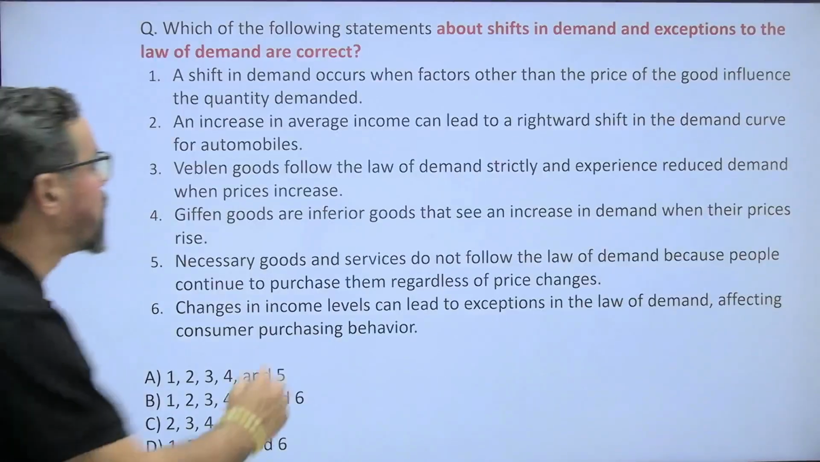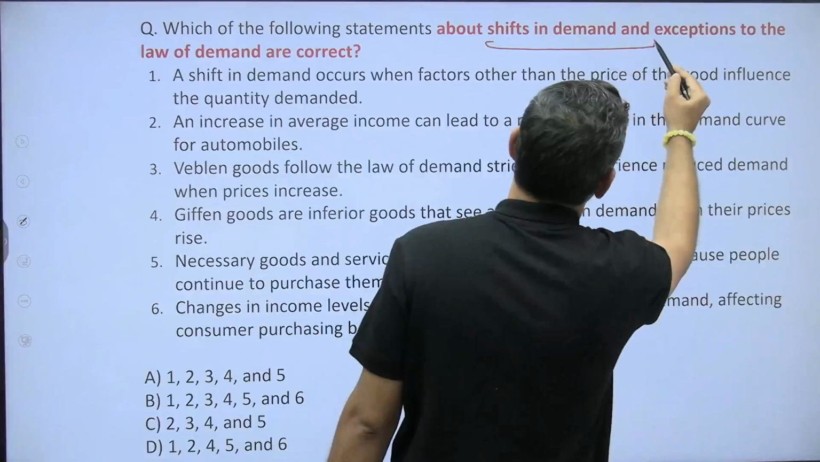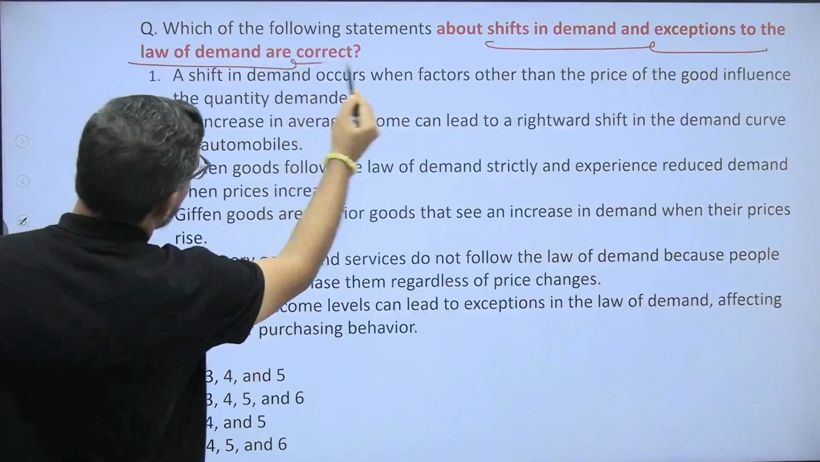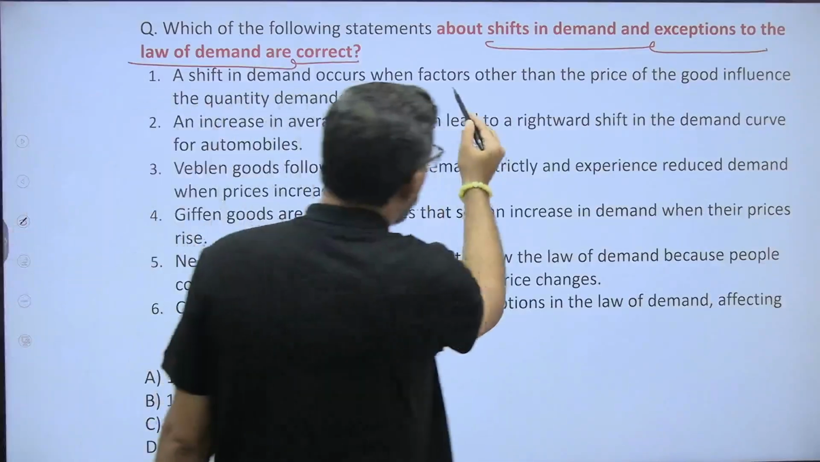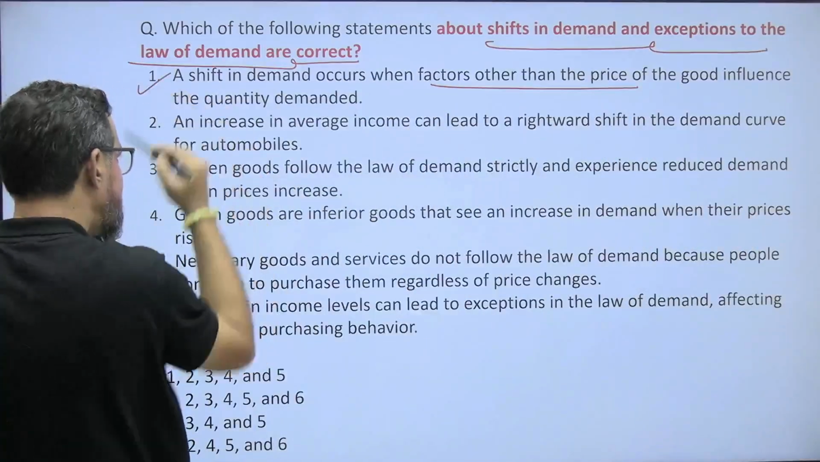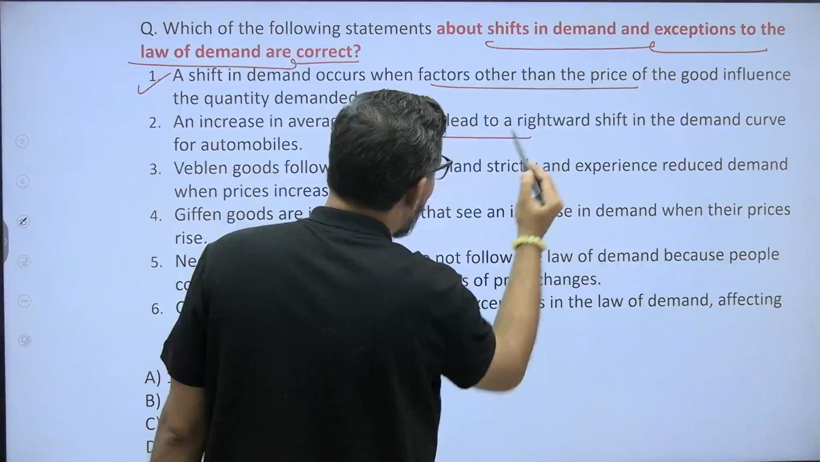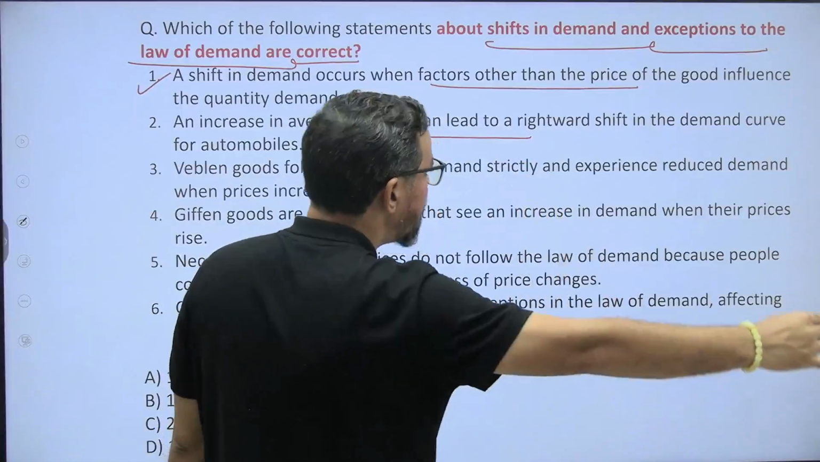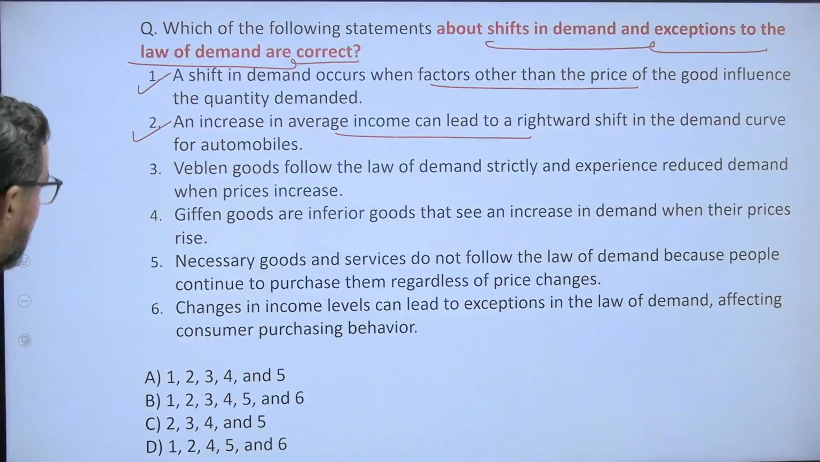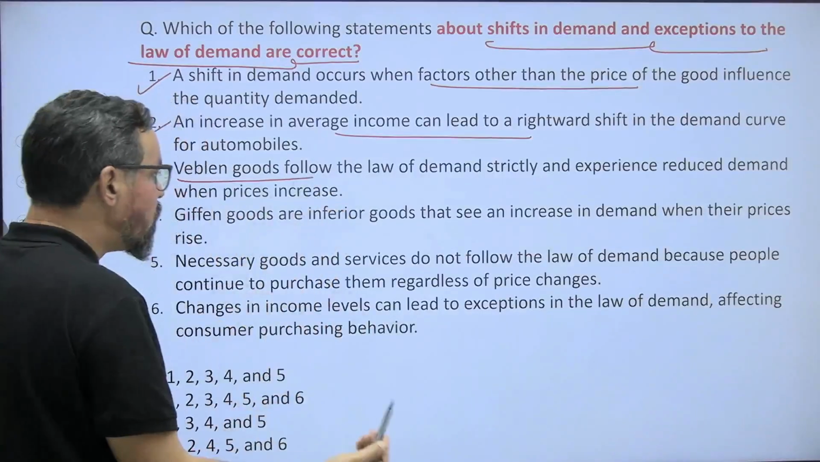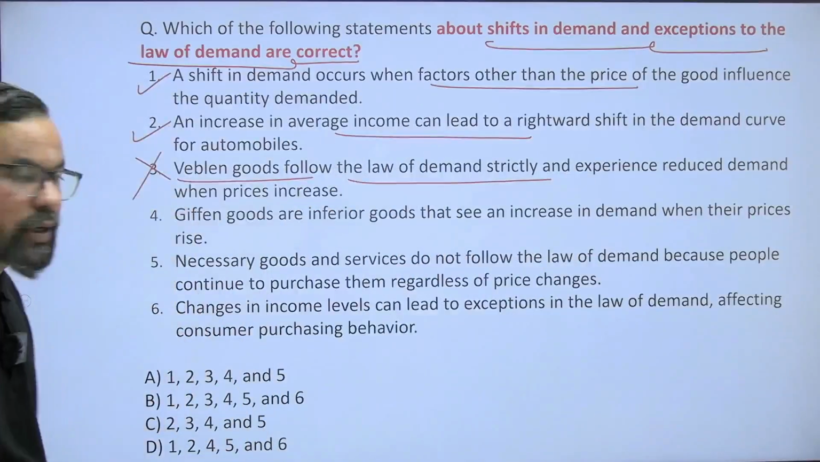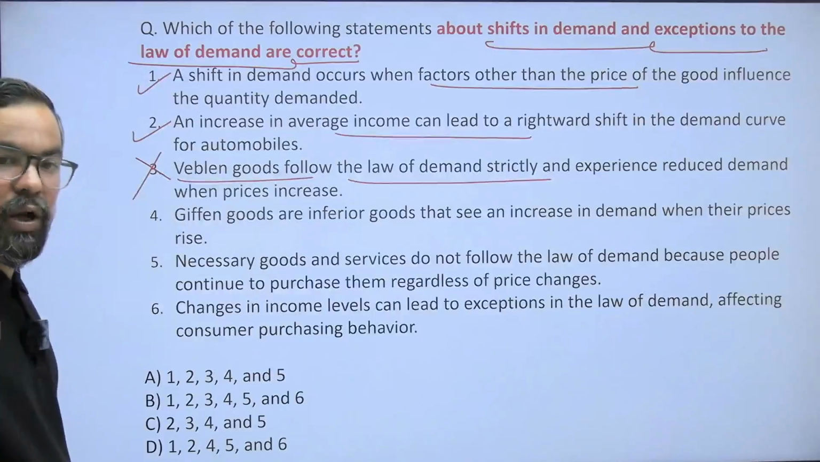Next one. Which of the following statements about shift in demand and exceptions to the law of demand are correct? A shift in demand occurs when factors other than the price of goods influence the quantity demanded. Yes. An increase in average income can lead to a rightward shift in the demand curve for automobiles or for any other goods and services. True. Veblen goods, luxury goods, follow the law of demand strictly. No, they do not follow it, right? As I gave an example of Mercedes or Apple phones and others.